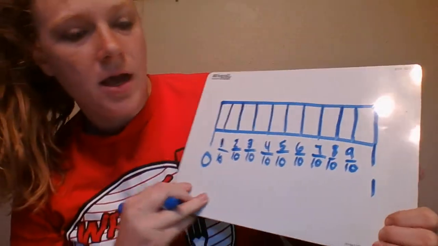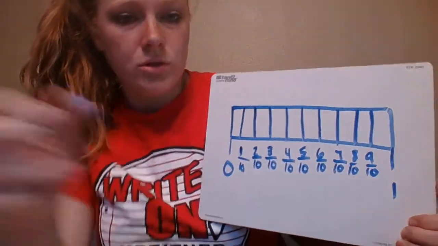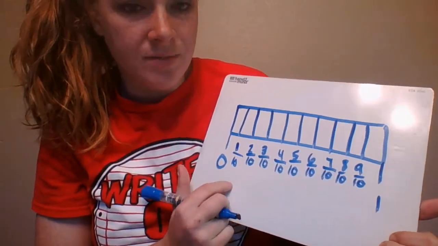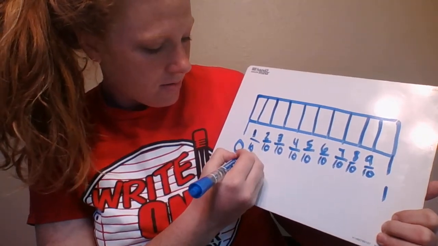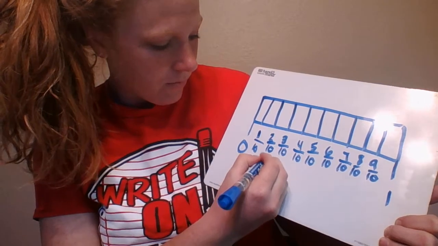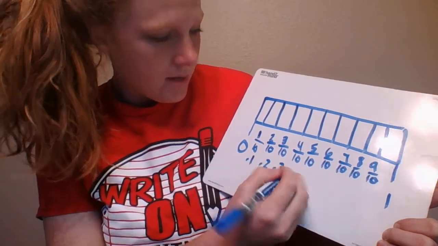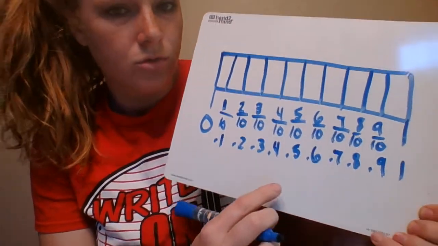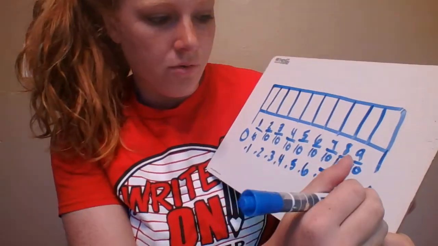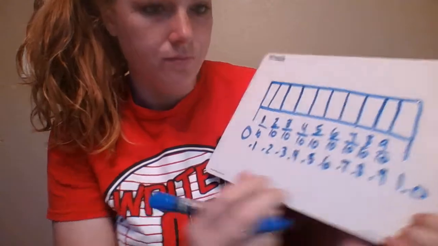So here is mine. Underneath, I would like you to write the decimal equivalency to these fractions. So this would be 0.1, 0.2, 0.3, and I want you to do that all the way across. All right, so you should have 0.1, 0.2, all the way to 0.9. And then 1 is the same as 1.0.